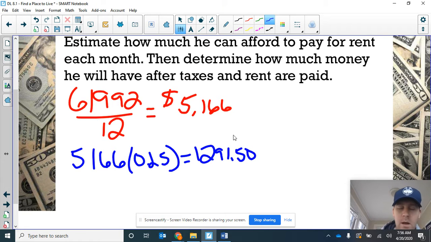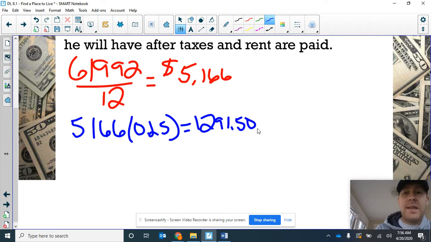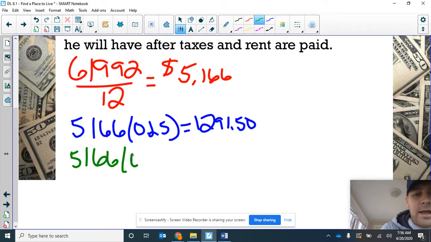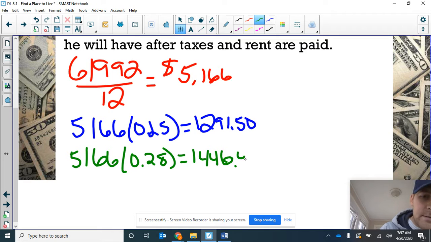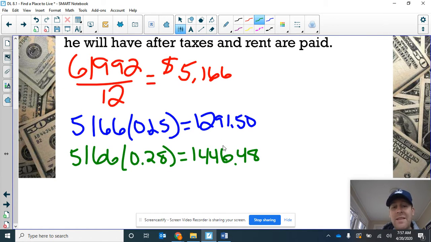Okay, and then for rent, again, we're sticking between 25 and 30%. But let's go with figure out what 28% of that would be. So let's take again his monthly income and figure out what is 28% of that. And we end up getting $1,446.48. Okay, so the blue number here represents what he pays in taxes, and the green number is a good guideline of what he should be able to afford in rent, and that's the number we don't want to go over. So again, that gives us a good baseline when he's looking at postings, when he's on Zillow or Apartments.com. That's the number he doesn't want to go over in this case.